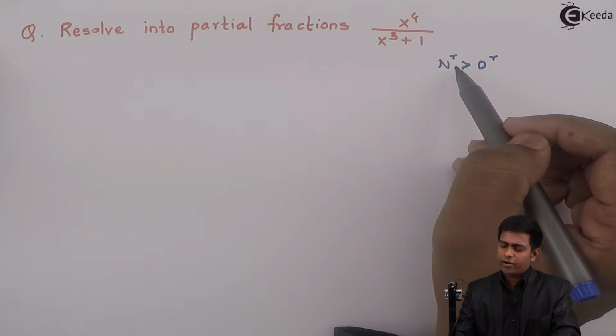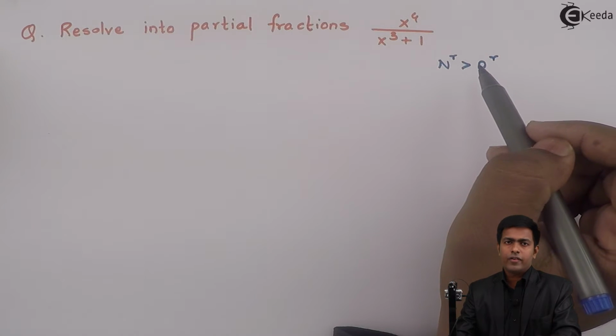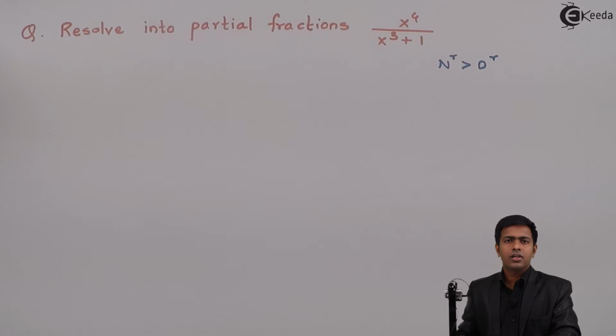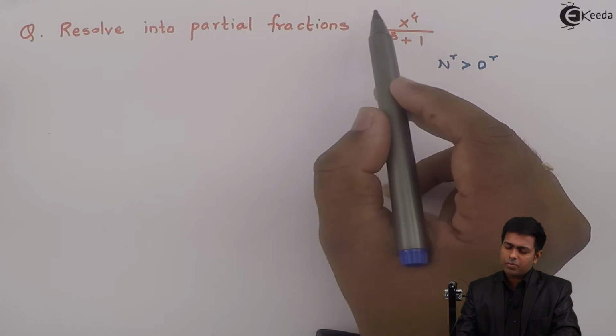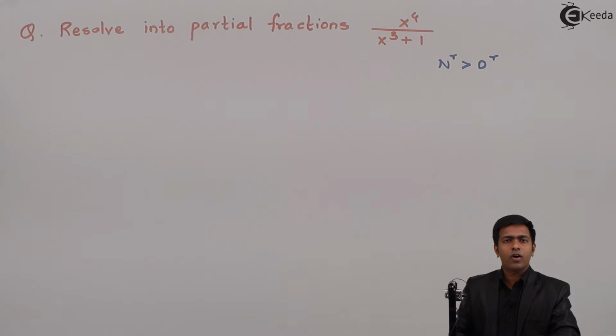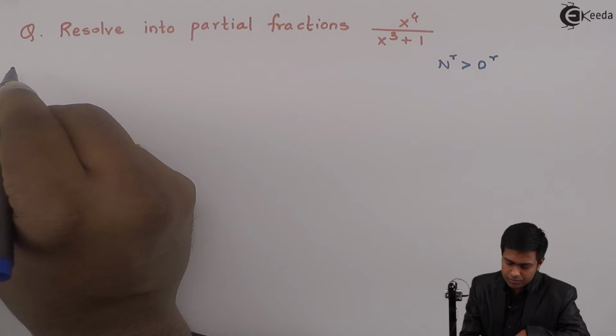and whenever we have degree of numerator greater than degree of denominator, we say that it is an improper fraction, and whenever we have an improper fraction, we cannot find the partial fraction directly. So in that case we have to perform the division method and convert that improper fraction into a proper fraction, and after that we can find the partial fraction of the proper fraction. So we will first find the proper fraction from this improper fraction by the method of division. So I will perform the division.